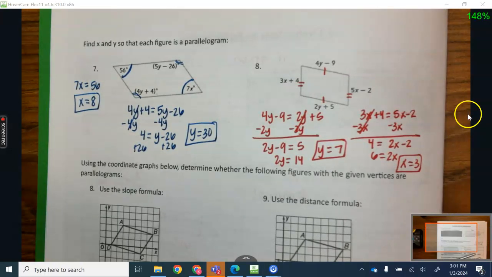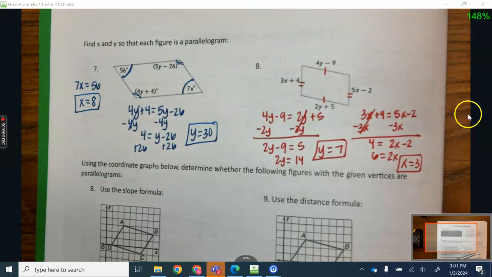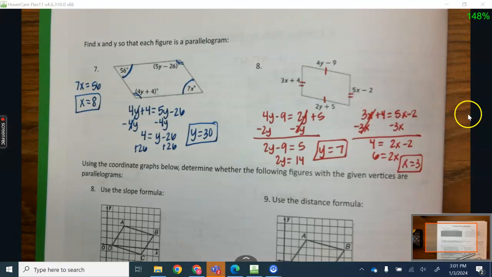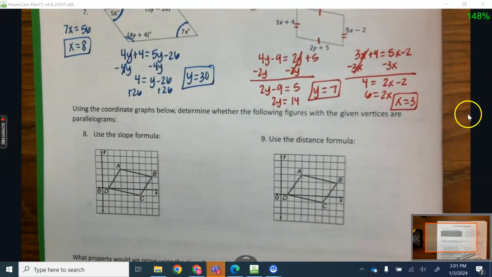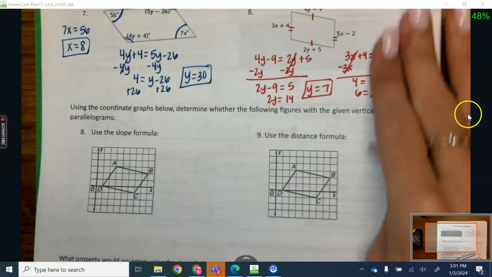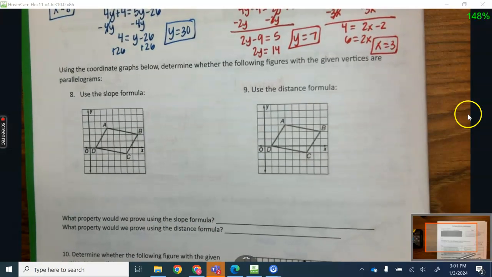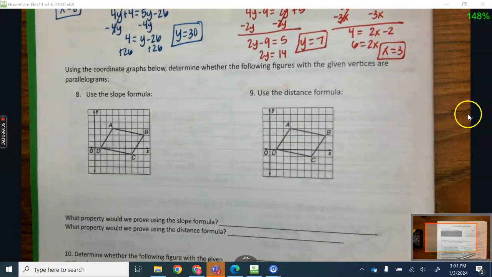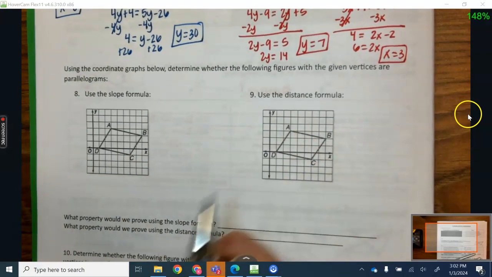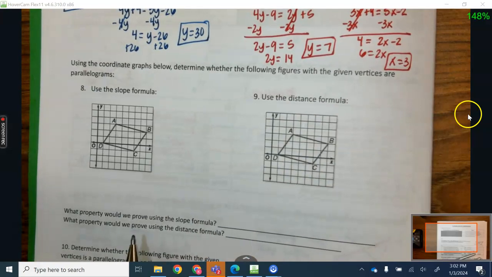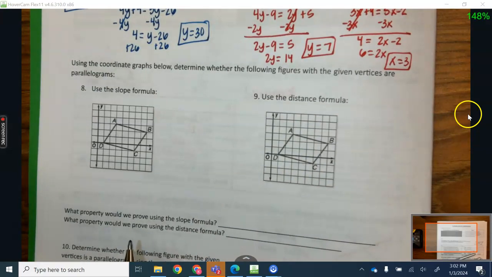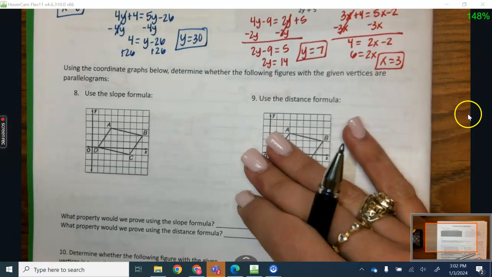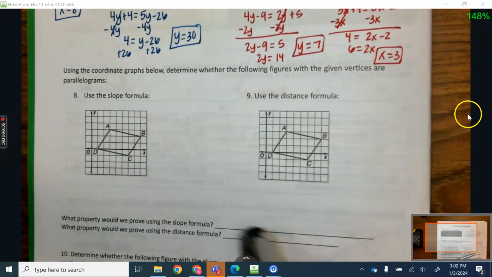Okay, now we're going to do some coordinate geometry, looking at a coordinate plane on a graph. We're going to really look at some formulas that we know from the beginning of the year that are all on your formula chart, and we're going to match them with some properties about a parallelogram. This is important because you will see questions like this on a quiz or a test. It says, using the coordinate graphs below, determine whether the following figures with the given vertices are parallelograms. So again, we're figuring out, does this form a parallelogram?